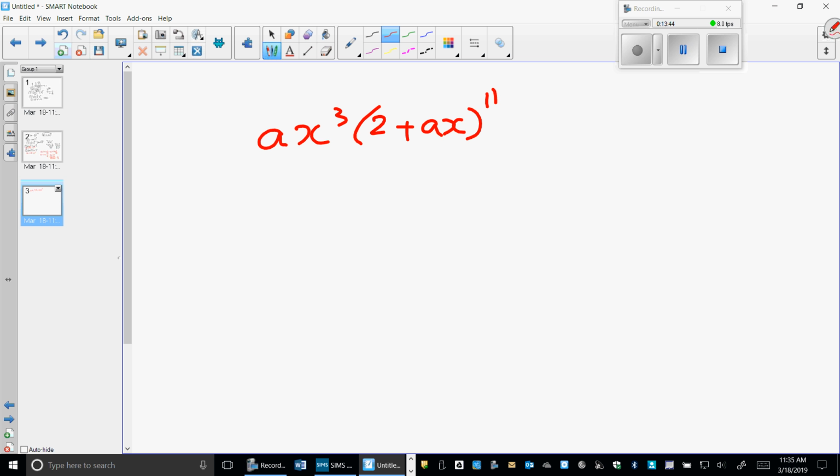Mathematically, we always follow BIDMAS. The E or the I, whichever letter you use, or the O, what does that always stand for? Exponent. So we have to deal with the brackets first, before we do our multiplication. But you can see where it gets confusing, because there is a bracket here with this next to it.